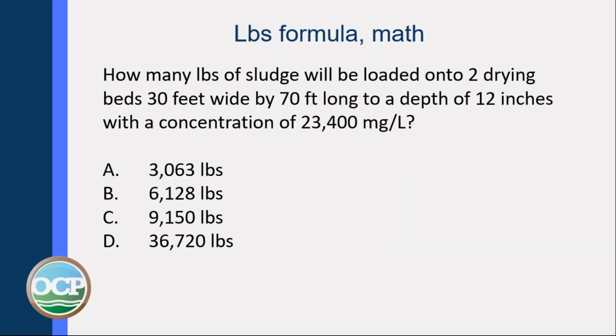Okay, here's a pounds formula math problem. How many pounds of sludge will be loaded onto 2 drying beds 30 feet wide and 70 feet long to a depth of 12 inches with a concentration of the sludge of 23,400 milligrams per liter? Go ahead and try to work that one out. When it says pounds, what's that mean you're going to use? You're going to be using the pounds formula.